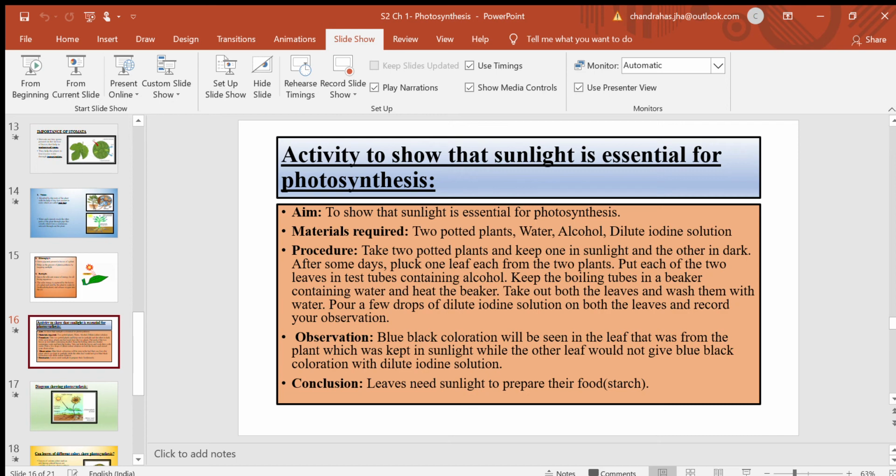Take out both the leaves and wash them with water. Pour a few drops of dilute iodine solution on both the leaves and record your observation. Blue-black coloration will be seen in the leaf that was from the plant which was kept in sunlight, while the other leaf would not give blue-black coloration with dilute iodine solution. Conclusion: leaves need sunlight to prepare their food, that is starch.